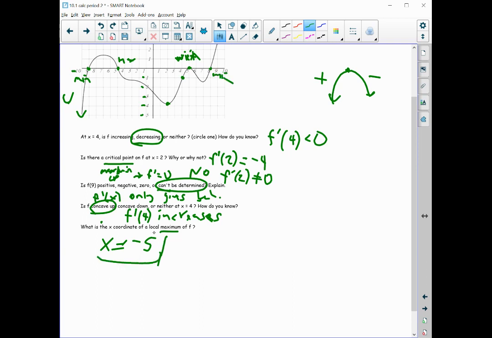So really the only one is at x equals -5. And my justification would be f prime of -5 equals 0 and changes.